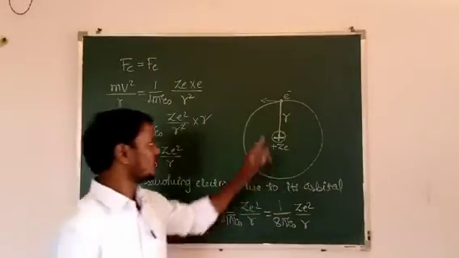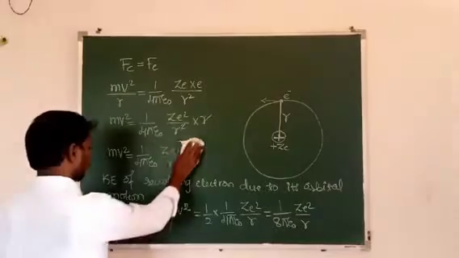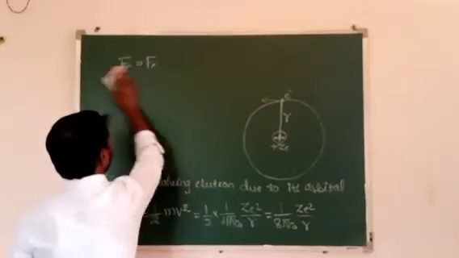Okay, so that is why this orbit is called a stable orbit. Okay, then what is the potential energy of the electron in the given orbit?